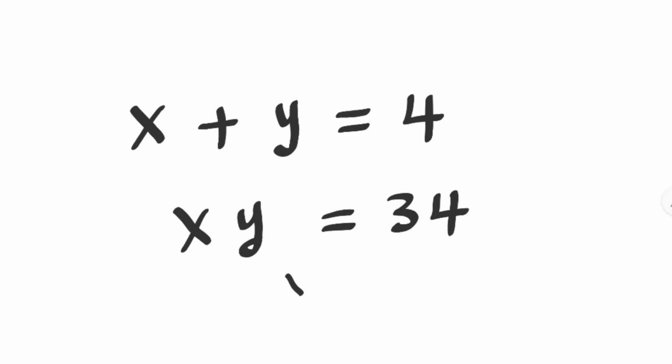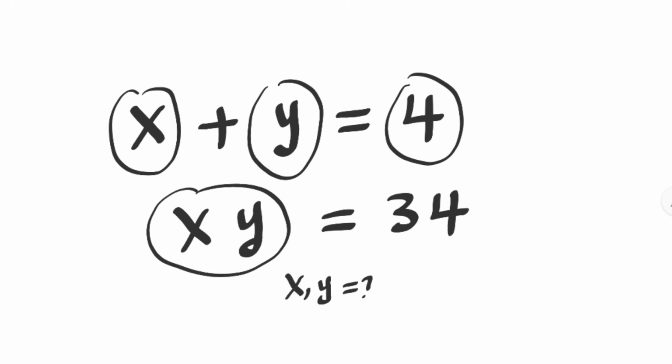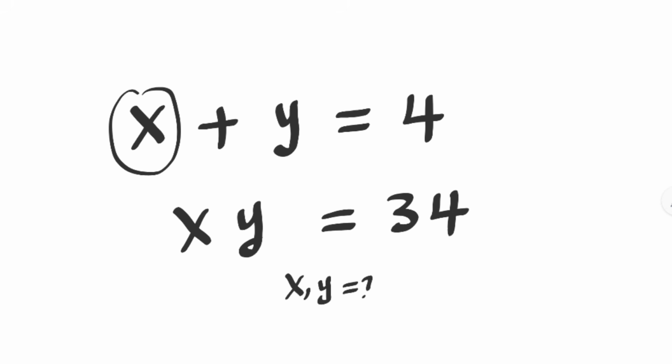Let us solve for x and y, given x plus y is equal to 4, xy is equal to 34. x plus y is equal to 4. Let us call this equation 1. xy is equal to 34. Let us call this equation 2.